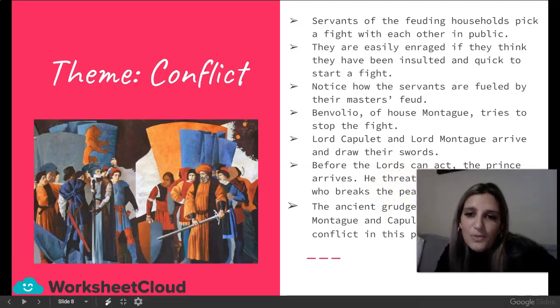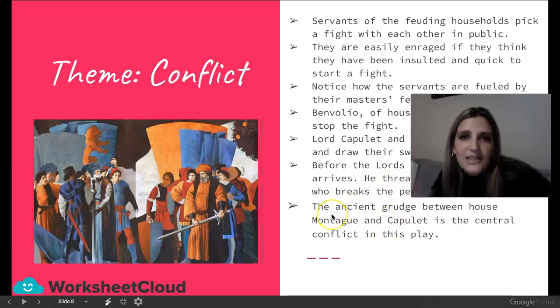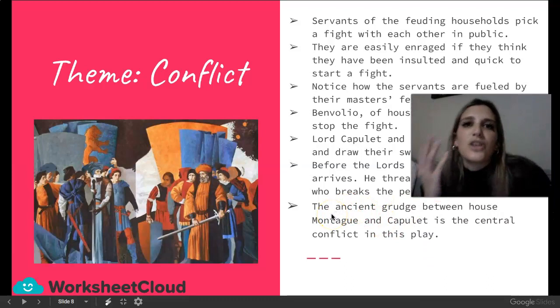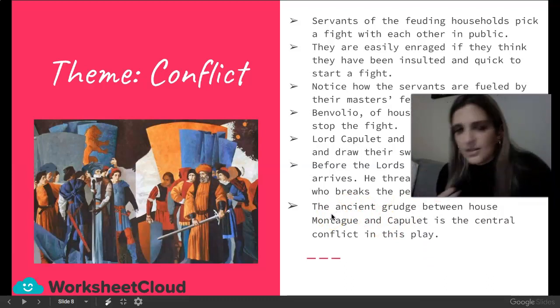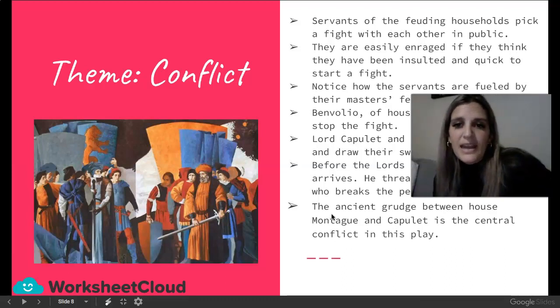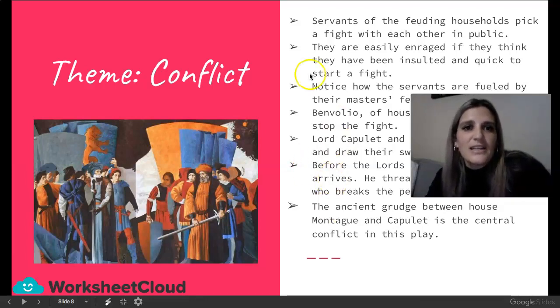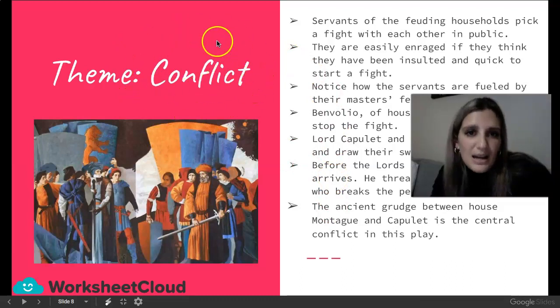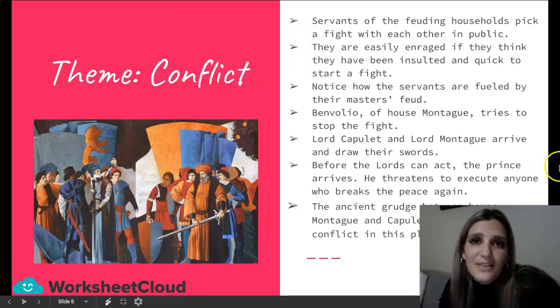So he had hoped that if he made this threat of execution, they would not fight again. But their hatred is so deep. The ancient grudge between House Montague and Capulet is the central conflict in this play. So that is the theme, conflict. Remember, William Shakespeare wants to highlight that if there wasn't this conflict, we wouldn't have this tragedy.